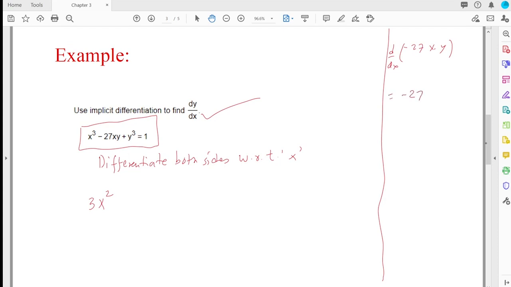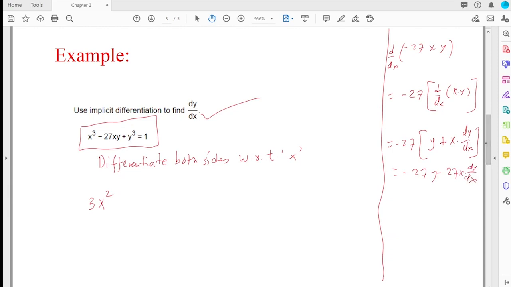So you can bring that negative 27 outside and use the product rule for x times y, the derivative of x times y. If you use the product rule, the first time find the derivative of x, which is 1, so the leftover is y, plus second time just leave the x and find the derivative of y with respect to x, which is dy over dx. So that's the derivative of the second term. If you distribute this negative 27, it will be negative 27x times dy over dx.